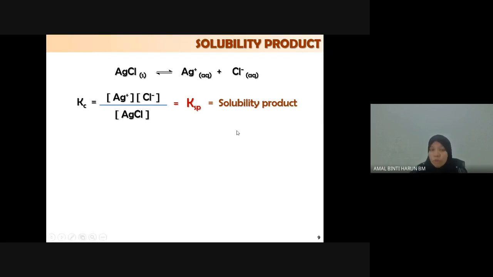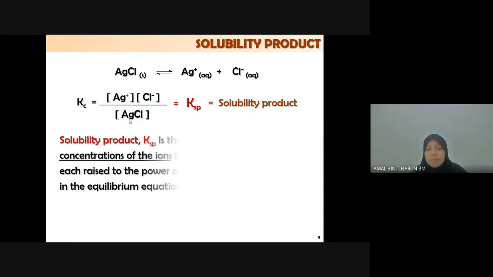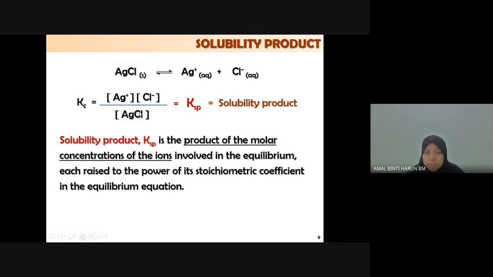Okay, solubility product itu apa? Adalah hasil darab produk ni, which is the silver ion and the chloride ion. So concentration of the ion formed multiplied together over the concentration of the reactant. But the reactant is the solid, so we do not include it in the Kc expression. So solubility product equals the product of the molar concentration of the ions at equilibrium. Sesuatu yang kita masukkan, concentration yang kita masukkan dalam Kc ni adalah concentration dia semasa equilibrium.